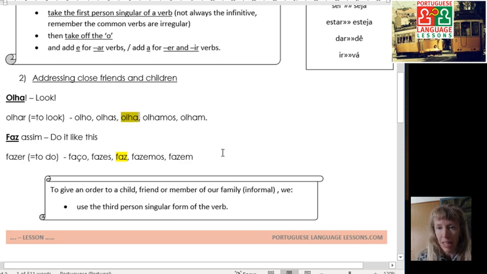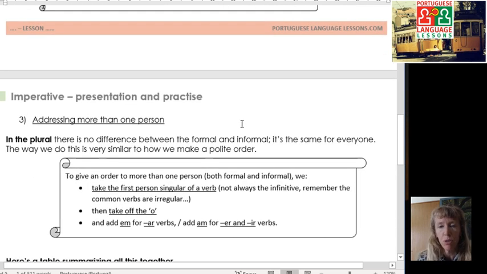Okay then. Now we've got to think about talking to more than one person. So happily, in the plural, we've got no difference between formal and informal. We use the same form. Okay, so this is good news. And this is very similar to the first pattern I was talking about. So we use the first person singular, we take off the O, and this time we're adding EM for the AR verbs and AM for the ER and IR verbs. Okay, so that's quite predictable, putting an M on the end here.